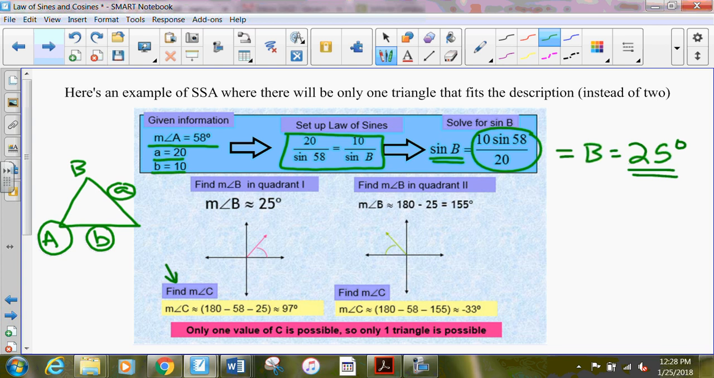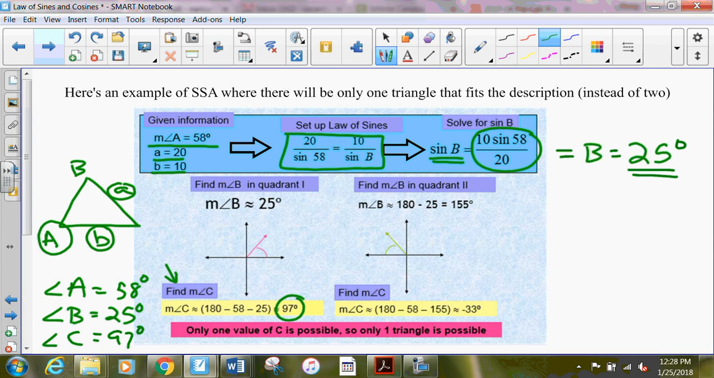To find angle C, if we've got angle A, so angle A is equal to 58, they gave me that. Angle B is equal to 25, we just figured that out. Then we're going to add 58 and 25 together, subtract them from 180, and we get that our third angle, angle C, is 97. So this triangle would work. Okay, we've got one triangle that works.